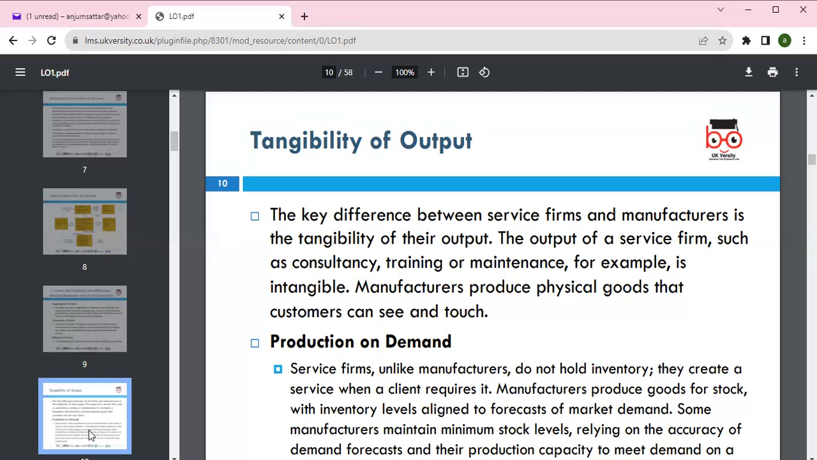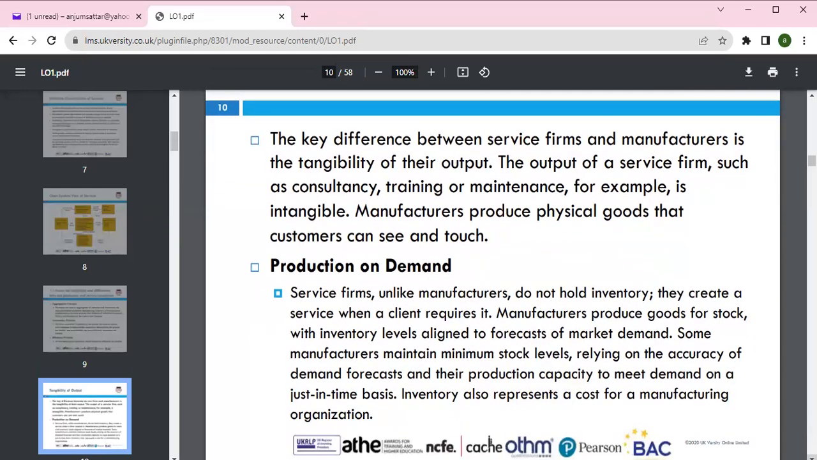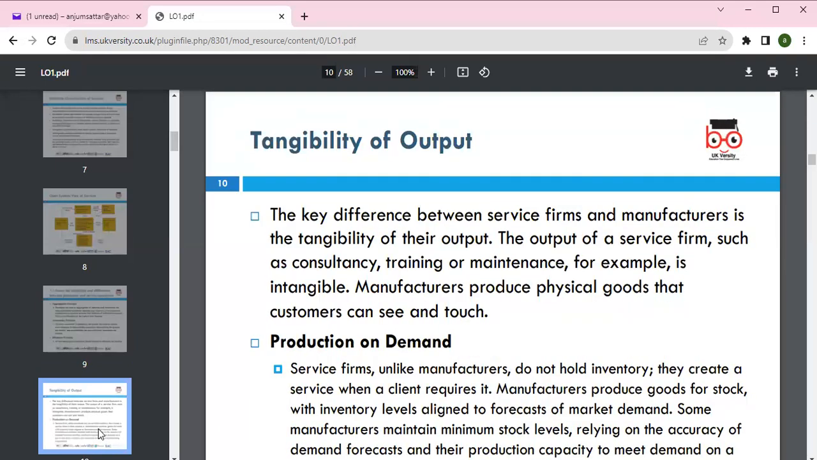Yeah? So production demand: a service firm, unlike a manufacturer, doesn't hold inventory. They create the service when the client requires it. So maybe the client asks, we want this and that, and we can deliver the service accordingly and in a timely manner, according to the demand of the customer or the client. Demand forecast for their capacity to meet the demand is on a just-in-time basis. Inventory also represents a cost in manufacturing. We can look around this in production and manufacturing.